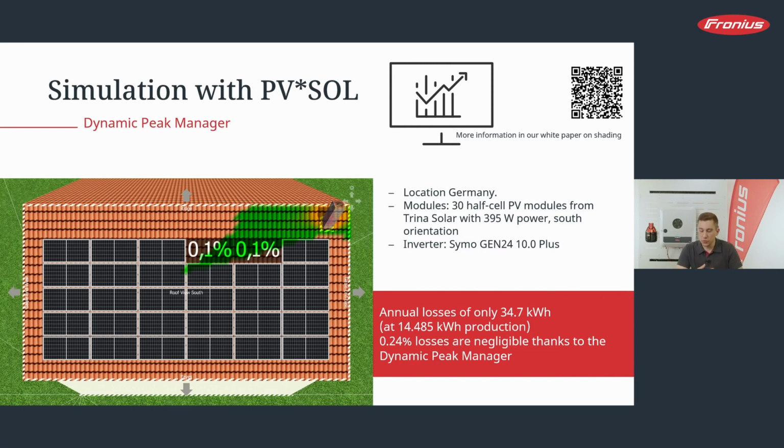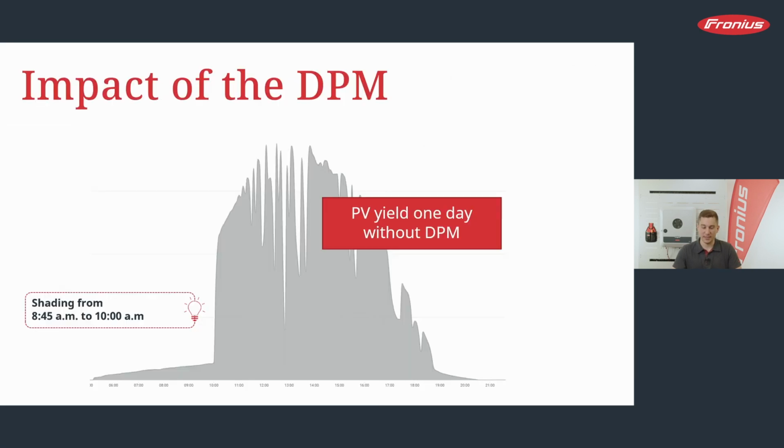And we came to the solution that at an annual energy production of 14,485 kilowatt hours, we only had 34.7 kilowatt hours of annual losses. So that means that we only had 0.24% of losses, and they are negligible thanks to the Dynamic Peak Manager. So when using a Fronius inverter with the Dynamic Peak Manager, you can make sure that you overcome shaded situations.